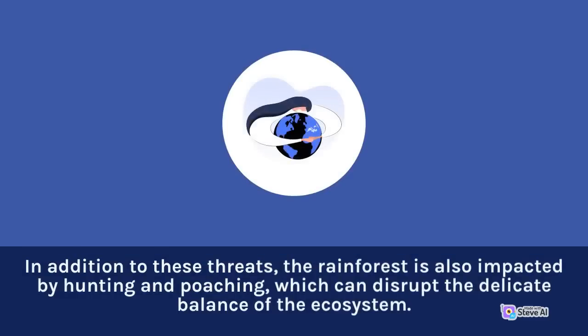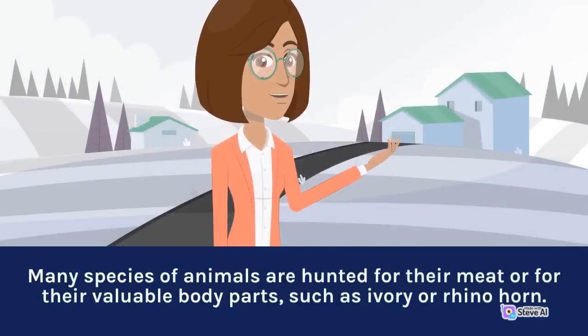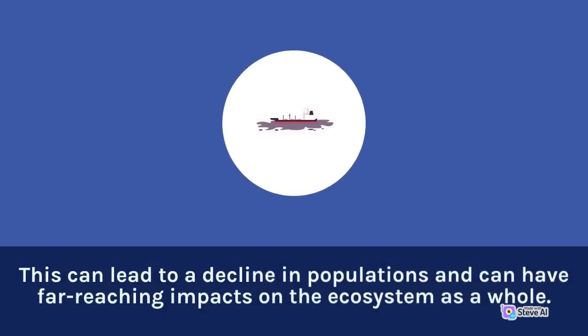In addition to these threats, the rainforest is also impacted by hunting and poaching, which can disrupt the delicate balance of the ecosystem. Many species of animals are hunted for their meat or for their valuable body parts, such as ivory or rhino horn. This can lead to a decline in populations and can have far-reaching impacts on the ecosystem as a whole.